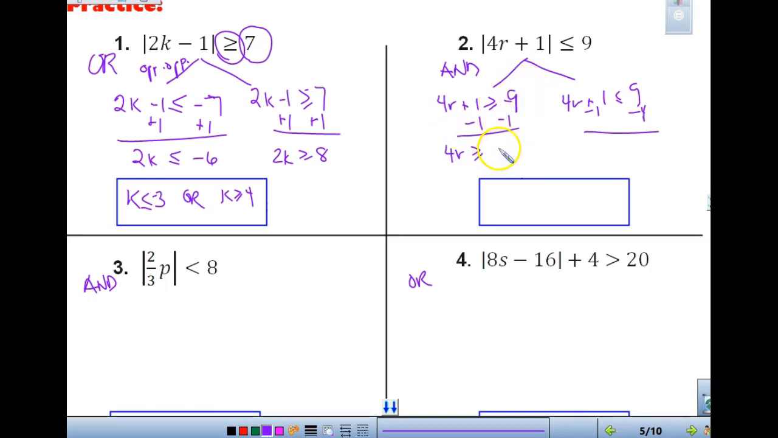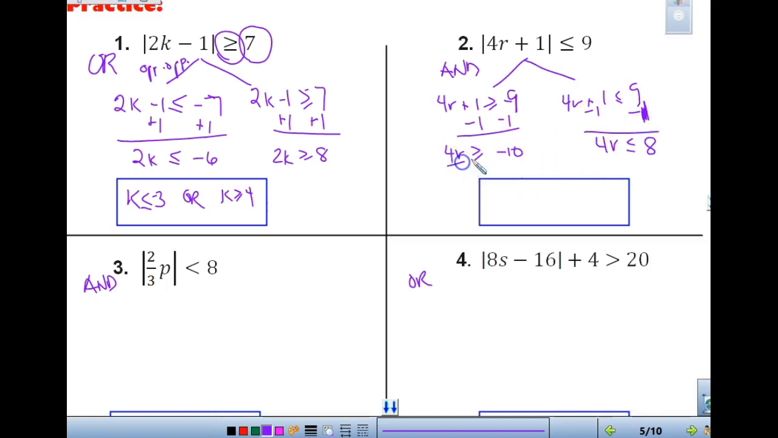R is greater than or equal to -10. Keep going. And 4r is what also? Less than or equal to 8. 8 minus 1. How about just 8? Like I said, I thought you said negative 8.